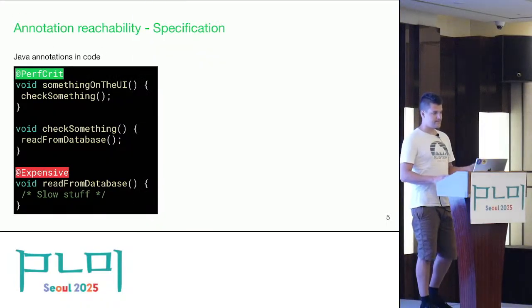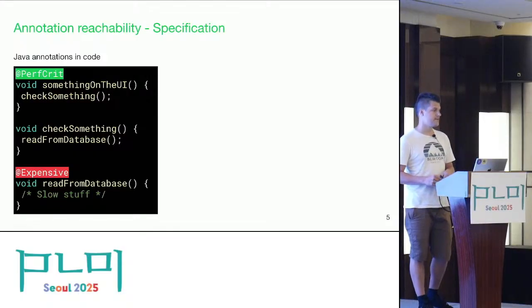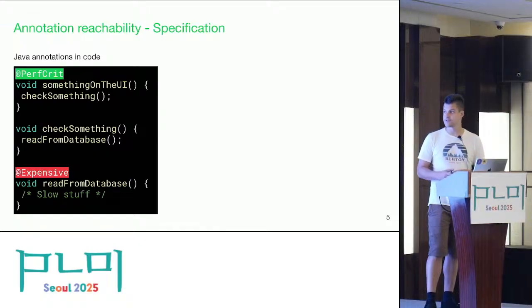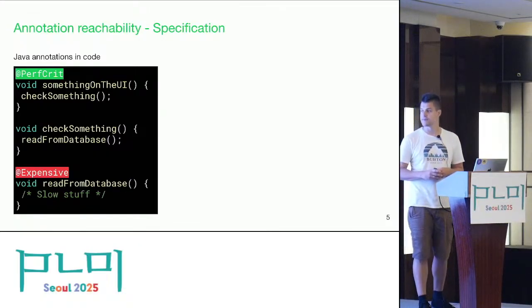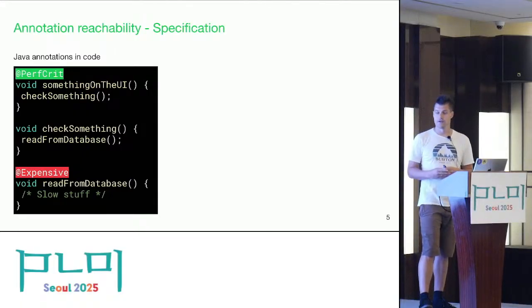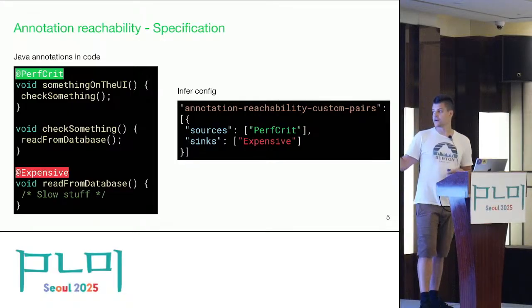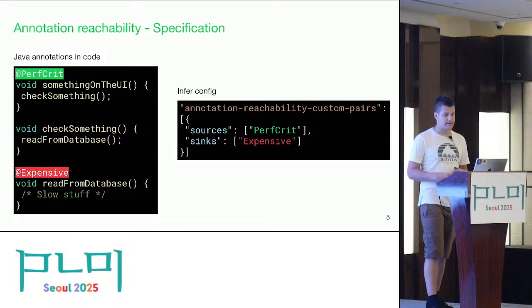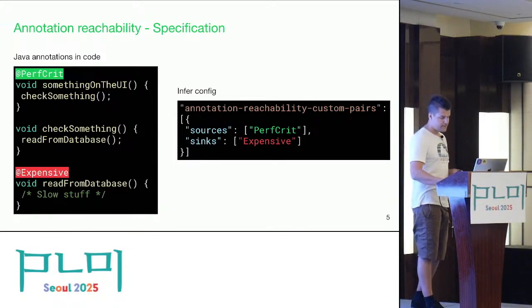And as its name suggests, in annotation reachability, the specification can be done using Java annotations. So for example, I can mark my performance critical and expensive functions in the code using Java annotations. And then in the configuration file of Infer, I could say performance critical is my source, expensive is my sink. So that's how we can specify these functions.